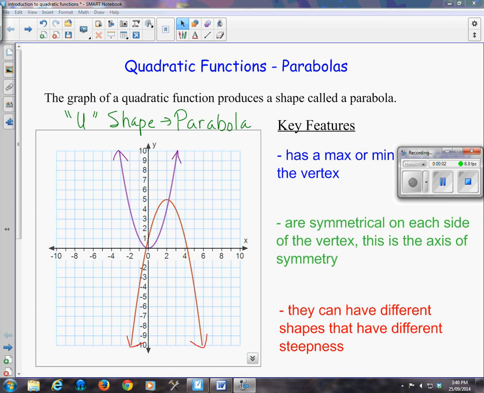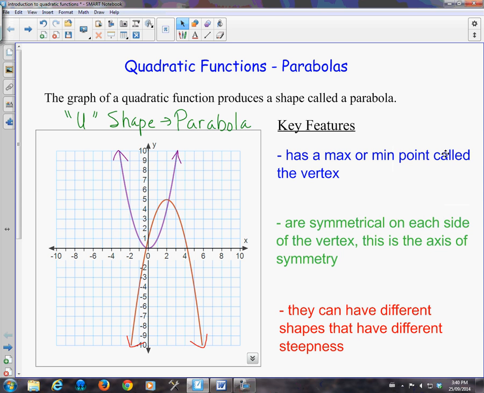Okay, welcome to Unit 3, Lesson 3. We're looking at the quadratic function, which makes a parabola shape when graphed, and a parabola looks like a U. You can see the two U shapes on the graph, one that opens up and one that opens down.